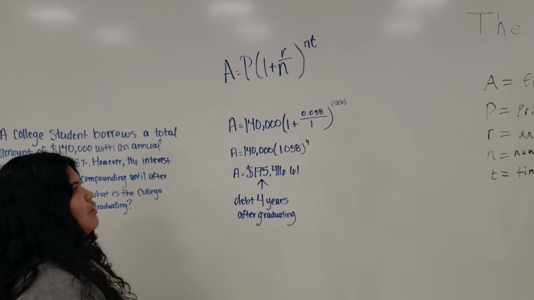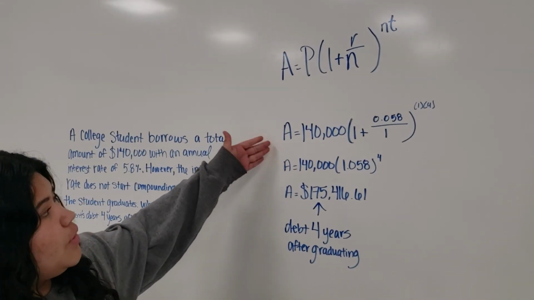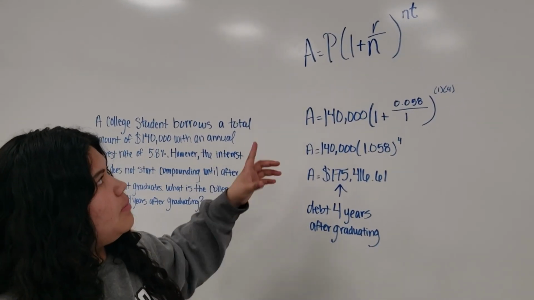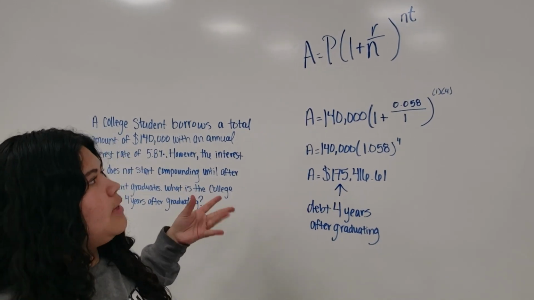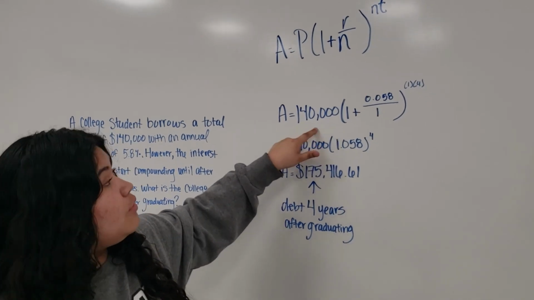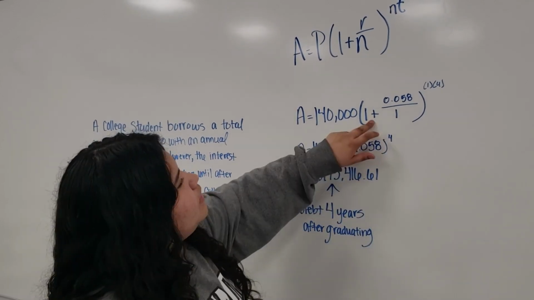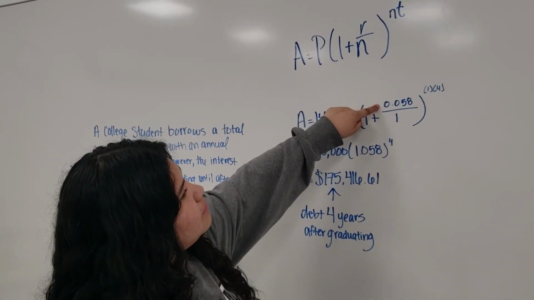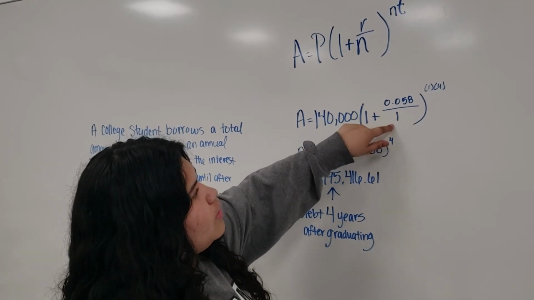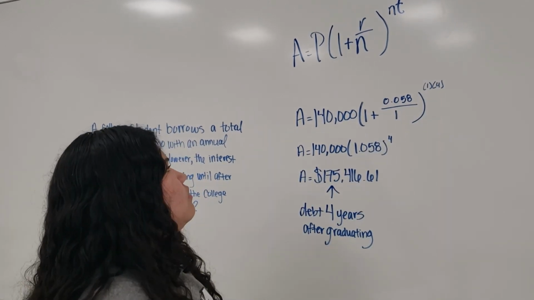Alright, so if we come over here, this is solved out. We are trying to find our future value, so we don't have anything for A. Since we have all the other values for P, R, N, and T, we can just put them in the formula. So 140,000 times 1 plus the annual interest rate in decimal form, which is 0.058, over 1, raised to 1 times 4 power.